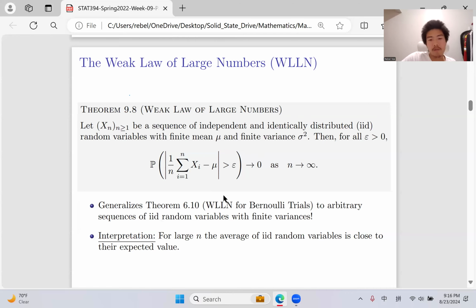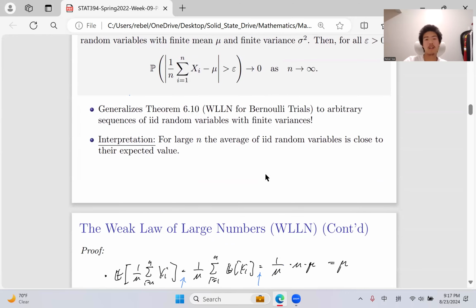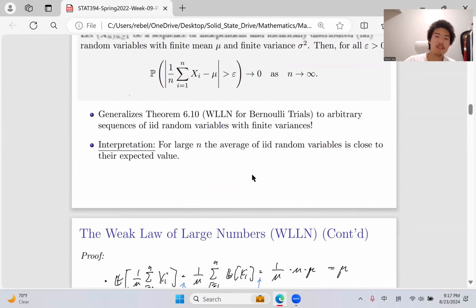So the interpretation is that for large n, the average of the IID random variables is close to their expected value. All right. The weak law of large numbers is closely related to a theorem called the central limit theorem, which is a representation of the weak law of large numbers. We'll talk about that in the next lecture, and these two are connected very closely. This time we want only to show why this is correct.